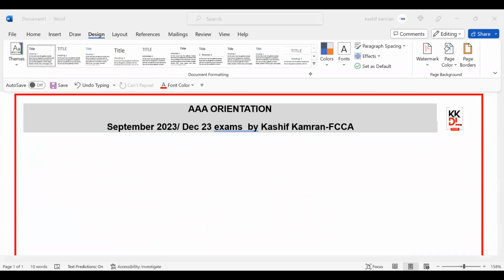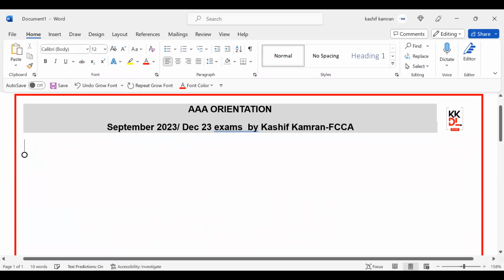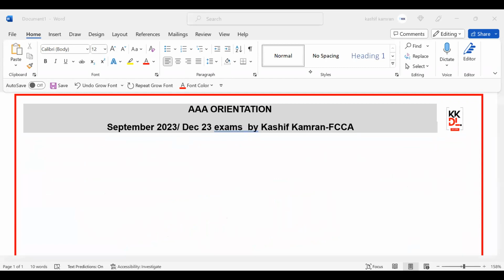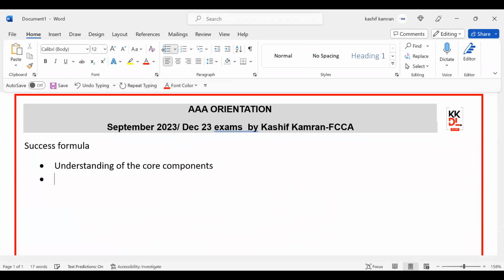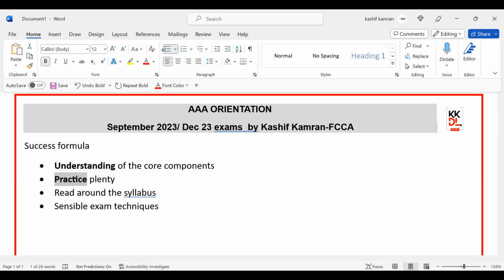Okay, great. Now, whatever I write here, I will be sharing on the portal as a PDF. So don't be worried about it. Now listen to me very carefully. Lots of questions will get answered. Number one, let's first look at a success formula which you all need to follow. The success formula depends upon understanding of the core components, practice plenty, then read around the syllabus, and lastly, sensible exam techniques. Four things, right? What Lisa Weaver was recommending to us. Number one, understanding. Number two, practice. Number three, read. And number four, exam techniques. Four things which will make you pass.